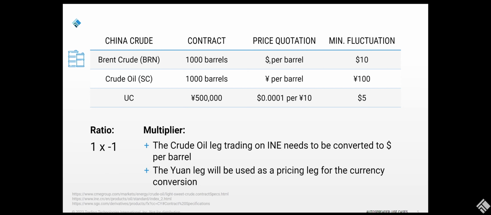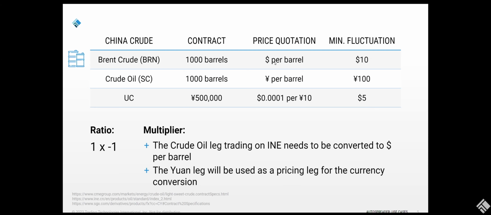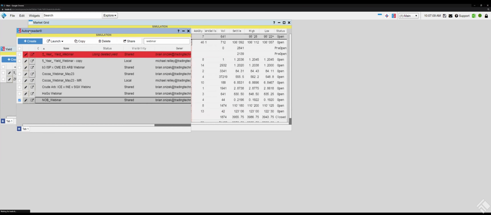But then the price quotation is going to be dollars per barrel versus WOM per barrel. Now, in order to get like for like, these do not quote in a similar fashion. So what we have to do in this case is add a third contract, the UC contract from SGX. And this will allow us to account for the currency difference in how these two are quoting in a different currency. All right. So if we go over to our workspace, we can go to our auto spreader.